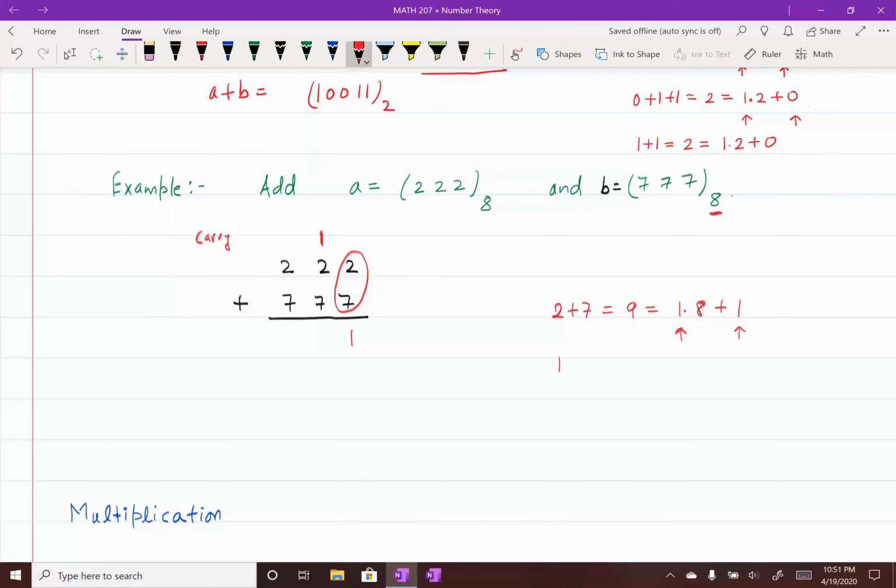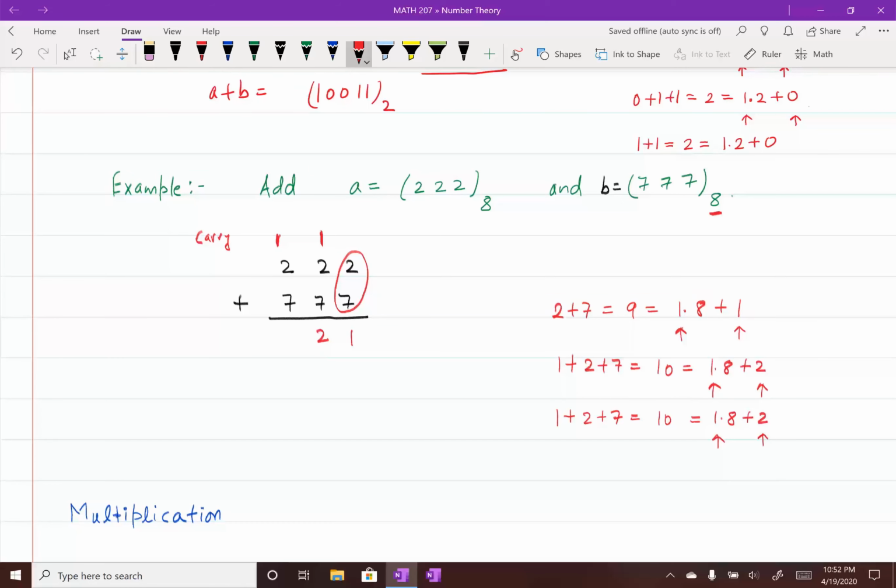Next you're going to add 1 plus 2 plus 7, which is going to be equal to 10. 10 you can write as 1 times 8 plus 2. So the remainder here is 2, you're going to put it here. The quotient is 1, which is going to be a carry for the next step. In the next step again you're adding 1 plus 2 plus 7, which is equal to 10. 10 you can write as 1 times 8 plus 2.